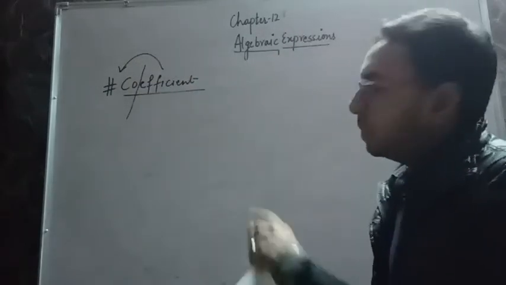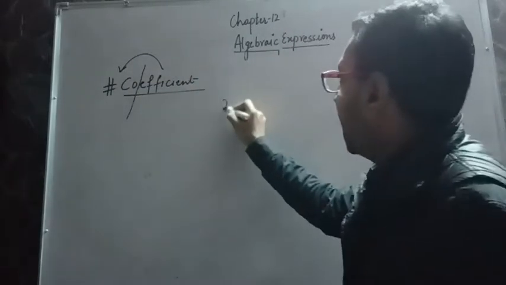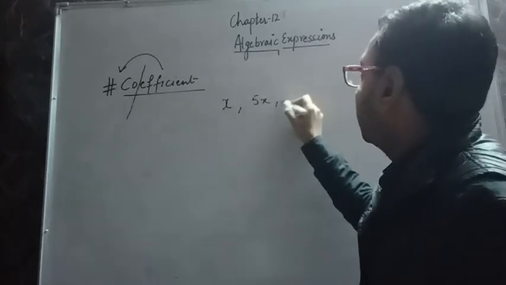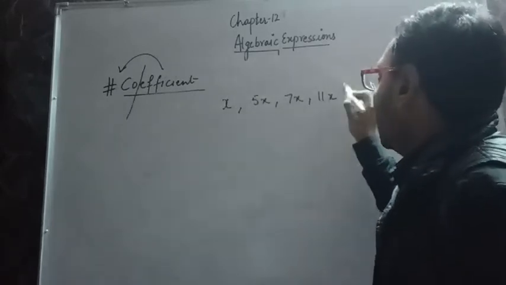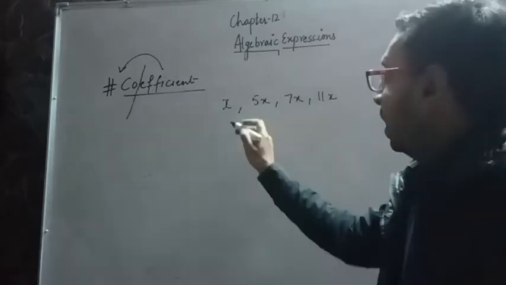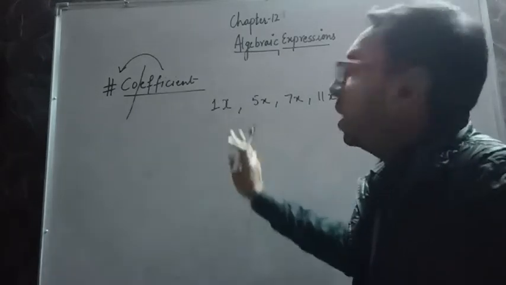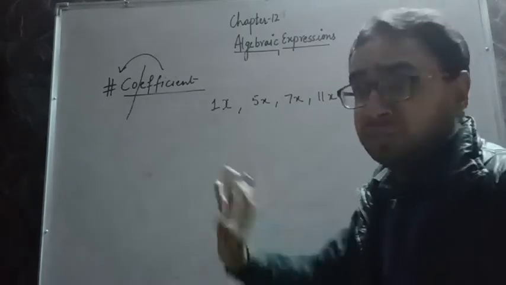Let us understand with a beautiful example. I have written x, I have written 5x, I have written 7x, I have written 11x. Can you see what is happening with x? Earlier, the power was 1. x was alone. There was no numerical thing with it.